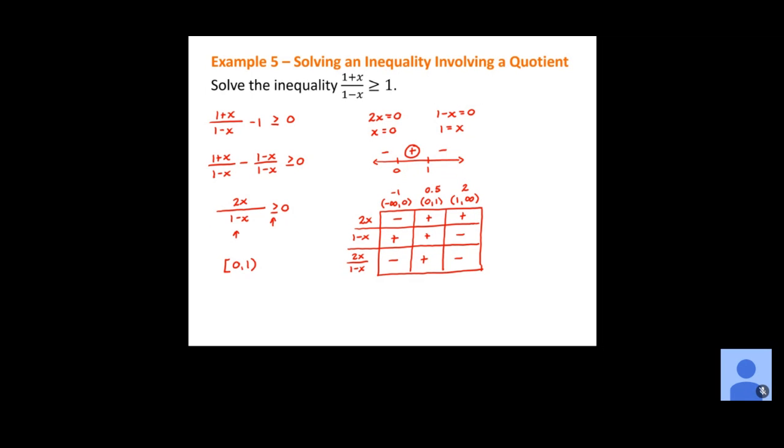And so it is possible for some values to be included and other values not be included, especially when you have these quotients like this, because anything that makes it undefined, we have to use parentheses on that. Okay, so our interval this time is 0 to 1, including the 0, but not including the 1.